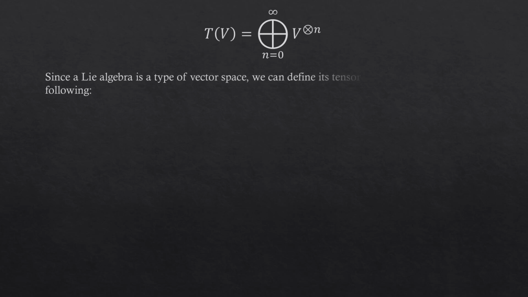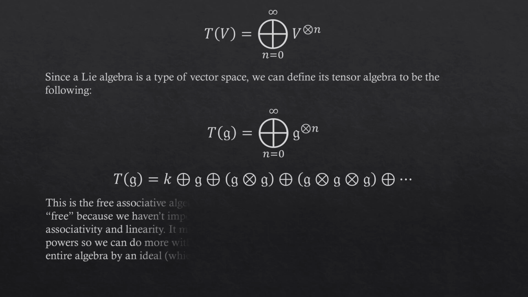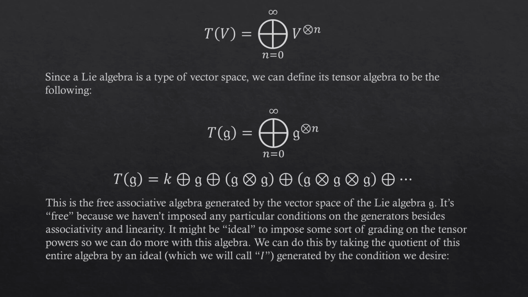But since a Lie algebra is also a type of vector space, we can define its tensor algebra to be the following. We have the direct sum from n equals 0 to infinity of the nth tensor power of the Lie algebra G. And so T of G is equal to the base field plus G ⊗ G, so on and so forth. This is called the free associative algebra generated by the vector space of the Lie algebra G. It's called free because we haven't imposed any particular conditions on the generators besides associativity and linearity.